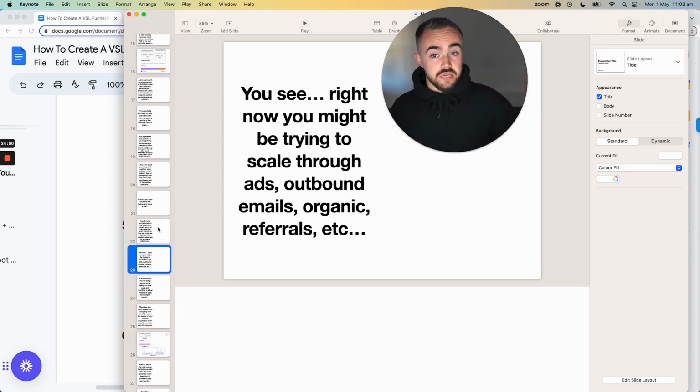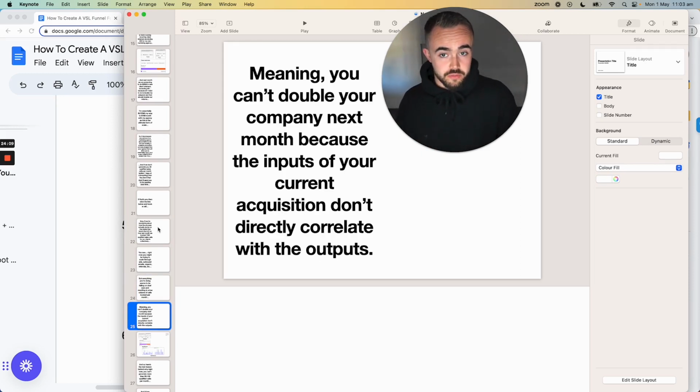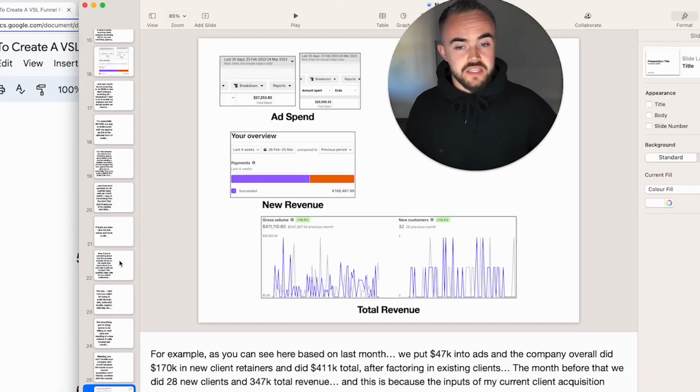That's actually true. You see, right now you might be trying to scale through ads, outbound emails, organic referrals, etc. But everything you are doing seems to be falling on deaf ears and resulting in a low volume of qualified calls booked per month, meaning you can't double your company next month because the inputs of your current acquisition don't directly correlate with the outputs, right? Got some results here. This is how we did XYZ results. And this is actually real, by the way.